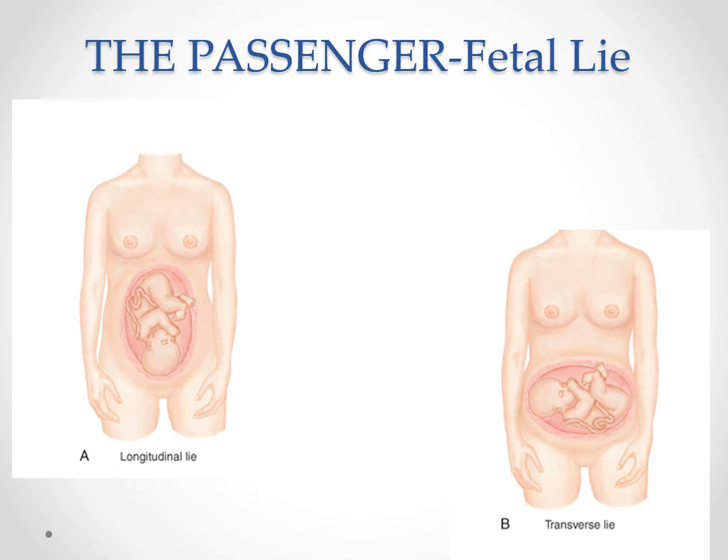The other consideration for the passenger is the fetal lie. On your left is a longitudinal lie. That means that the fetus's spine is going the same way as the mother. So it's longitudinal. Even if in that picture we flipped that baby up into a breech position, it's still longitudinal lie because the spine of the fetus and the spine of the mother are going in the same direction. So there are only two possibilities here, longitudinal, or on the right you see transverse lie.